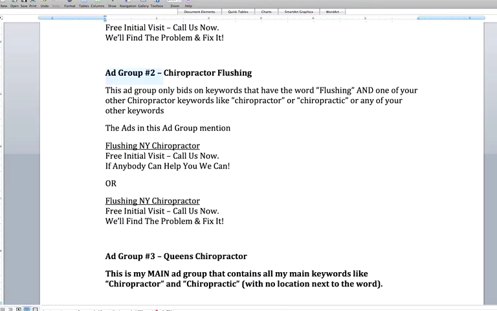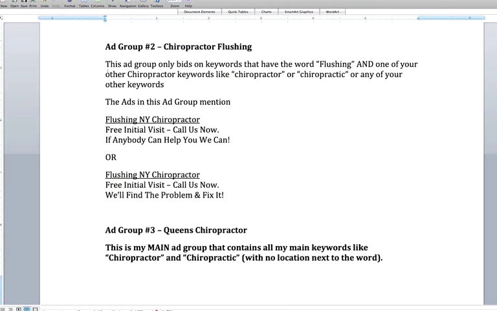So moving along to ad group number 2, Chiropractor Flushing. This is the other surrounding neighborhood in Queens that this chiropractor is located in, in this example. And again, you'd only bid on keywords that have the word Flushing and one of the other chiropractor keywords like chiropractor, chiropractic, or any of your other keywords, okay? So that would be that.